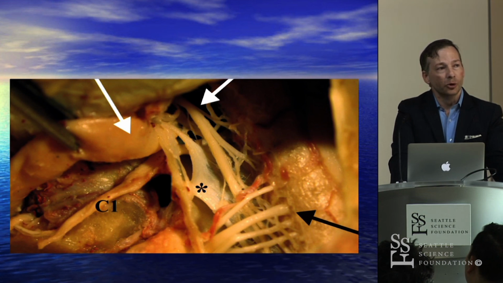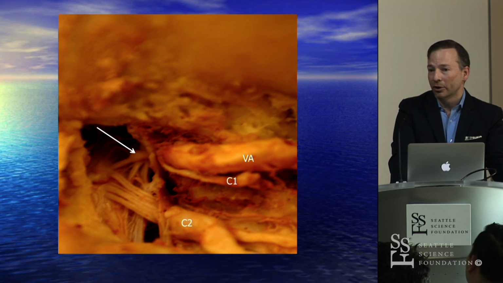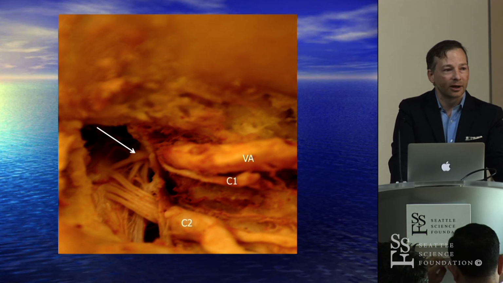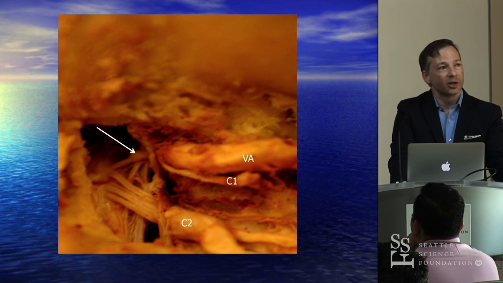Dorsal rootlets of C2 are seen at the arrow. Sometimes you can have a ganglion associated with the C1 dorsal rootlets at that arrow, and you can see that it's usually intradural. If you see it when you're doing a posterior fossa or high cervical approach, it's not something that's pathologic. It's just a normal ganglia that we see from time to time.